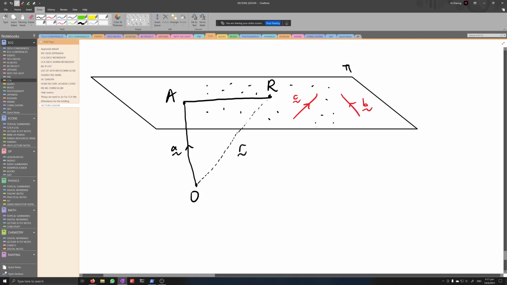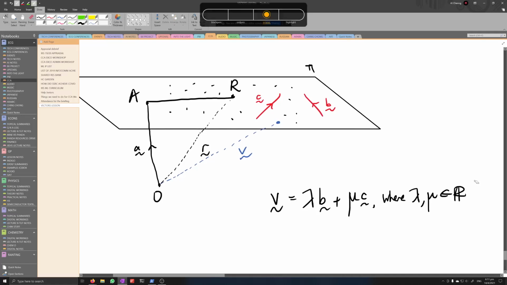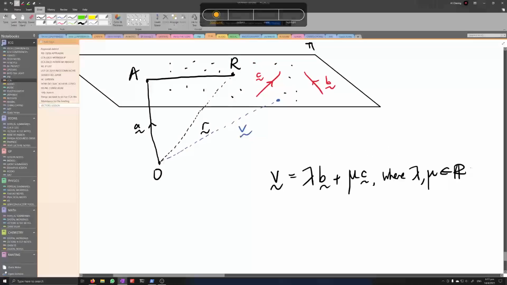So let's say you want to call this point V, such that if you point it back to the origin, then vector V. Okay. Then it follows that V equals lambda of B plus mu of C, where lambda and mu are real numbers each. Okay, my bad earlier. Okay, this is the correct one.